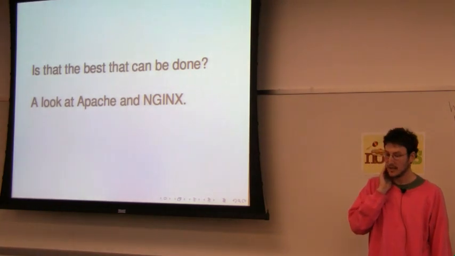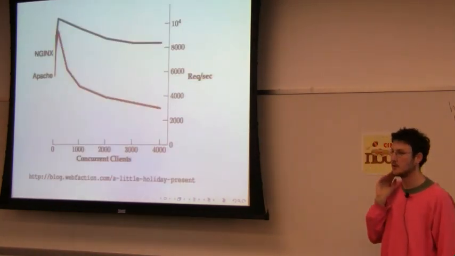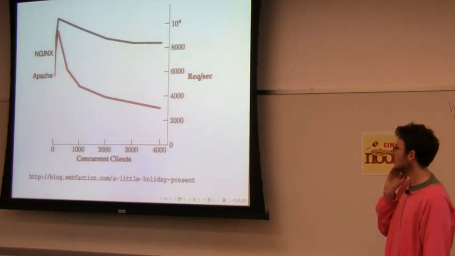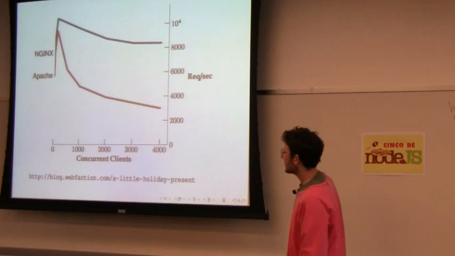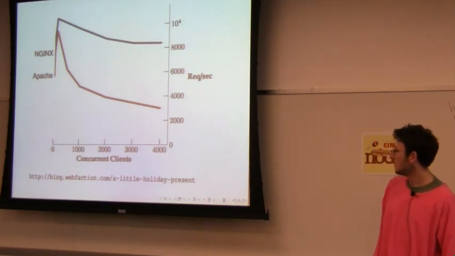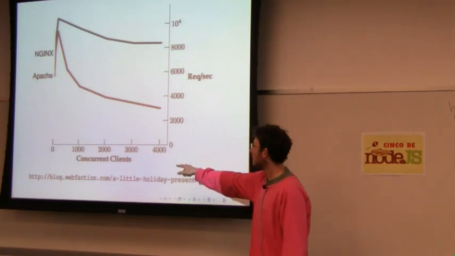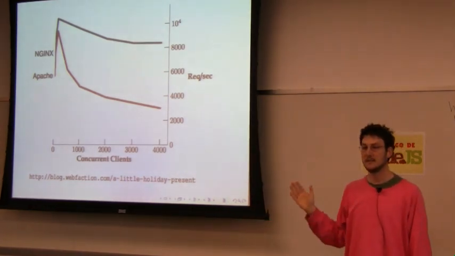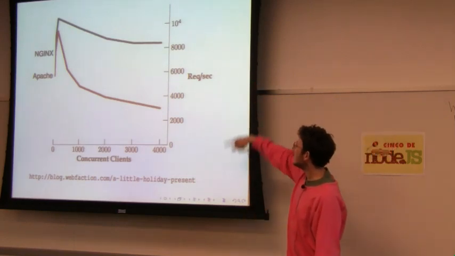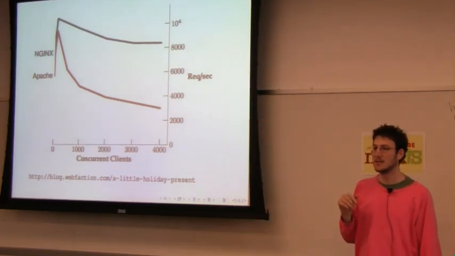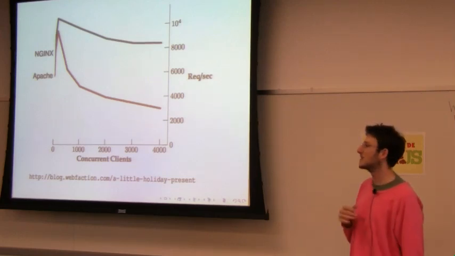If you look at Nginx and Apache, which are two very popular web servers, here's a benchmark I got off the internet. On the horizontal axis is the number of clients connecting to the web server at the same time, and on the vertical axis is requests per second. So bigger is better here, right? You want to respond faster.